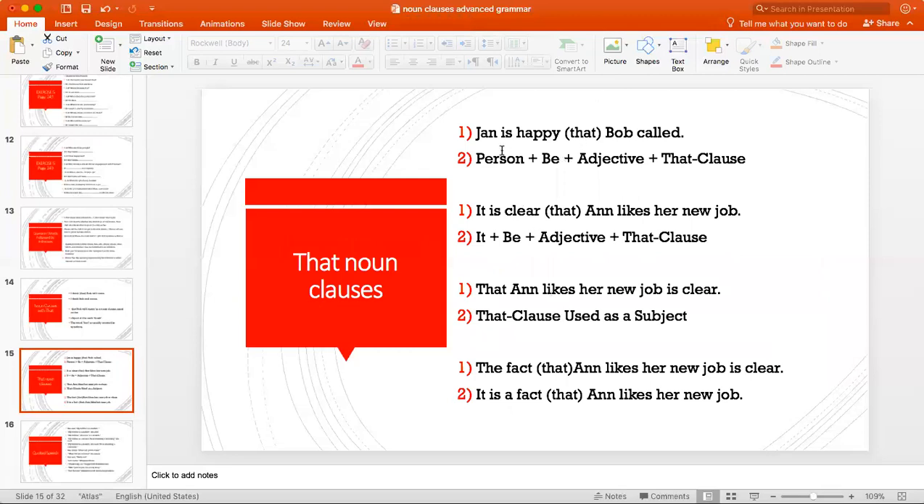Again, more examples. Jan is happy. Look at these structures, very interesting. Again, Jan is happy that Bob called. The rule here is person, verb to be, adjective. Jan is happy, plus that clause. Complex sentence. Or you could go for it, verb to be, adjective, plus noun clause.